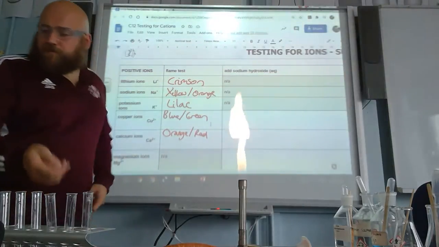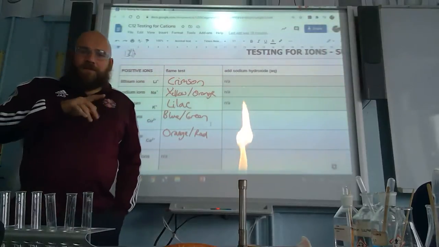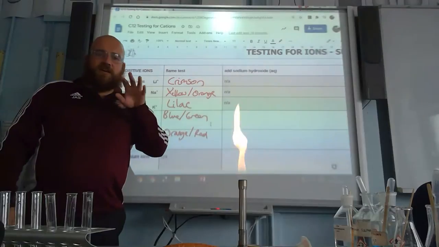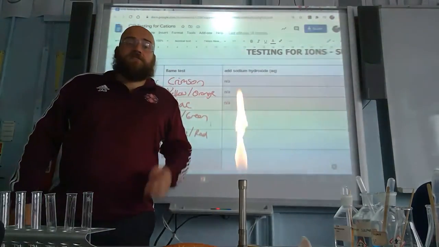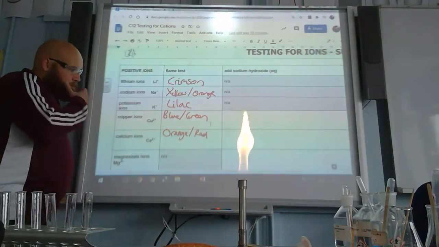If I were to dip a splint in and test it and it went orange, I might be a bit confused, because it could be yellowy orange, it could be orangey red. So colours that are very similar are difficult to distinguish between, but there is a further test you can do called flame emission spectroscopy, which we'll come on to in a later lesson.